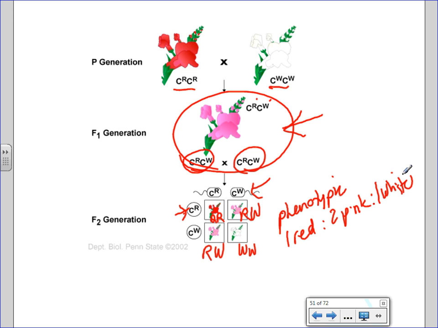Genotypic would be 1. We can do it this way or just with the R's. To 2 with 1 of each. To 1 that has both W.